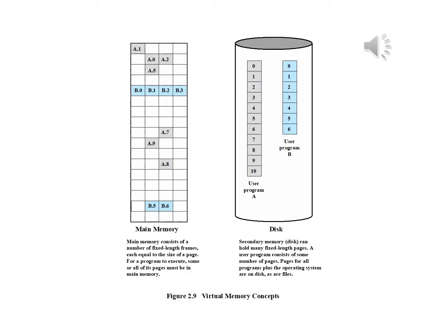With dynamic mapping hardware available, the logical next step was to eliminate the requirement that all pages of a process reside in main memory simultaneously. All the pages of a process are maintained on disk. When a process is executing, some of its pages are in main memory. If reference is made to a page that is not in main memory, the memory management hardware detects this and arranges for the missing page to be loaded. Such a scheme is referred to as virtual memory and is depicted in the figure on the slide.